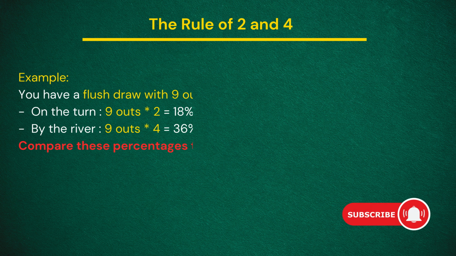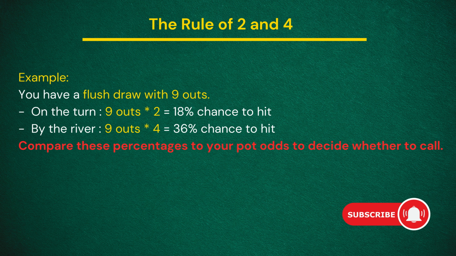On the turn, 9 outs times 2 gives an 18% chance to hit. By the river, 9 outs times 4 gives a 36% chance to hit. Compare these percentages to your pot odds to decide whether to call. Practical scenario: applying pot odds and implied odds. You have a flush draw, 9 outs. The pot is $100 and your opponent bets $50. Should you call?